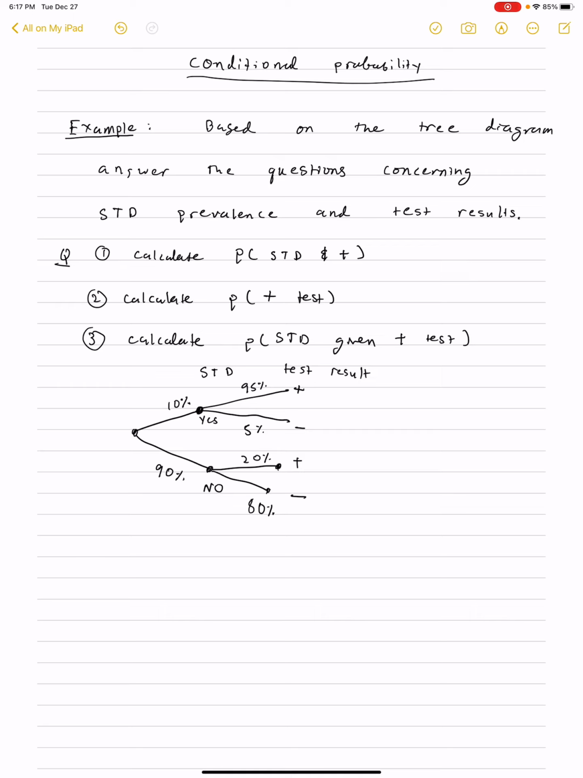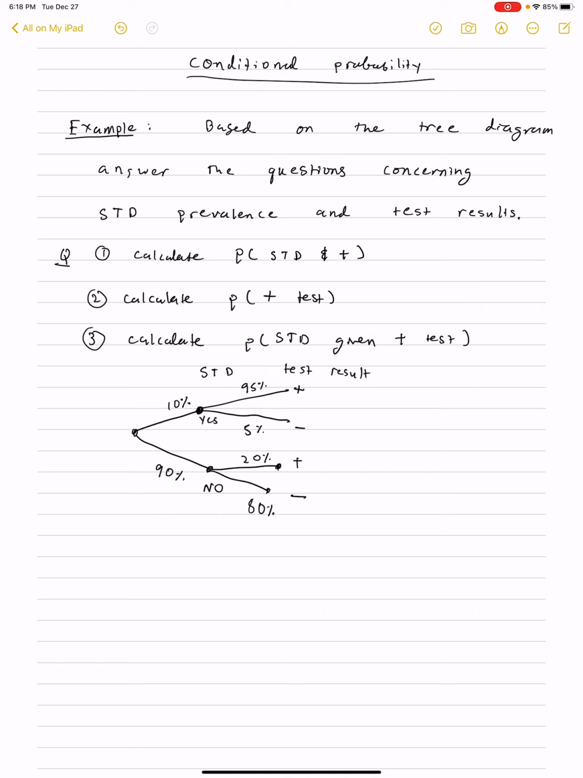So for an individual that does have the STD, 95% of the time the test result is positive and correct. 5% of the time it gets it wrong and it's negative. For individuals who do not have the STD, which is the majority of the population, the test confirms that they do not have the STD 80% of the time, but 25% of the time it makes a false positive. That is someone who does not have the STD, the test says it does. So we're asked to calculate these probabilities based on these tree diagrams.